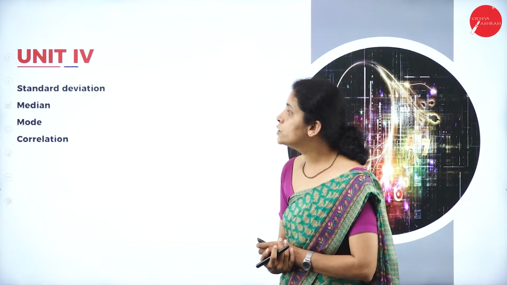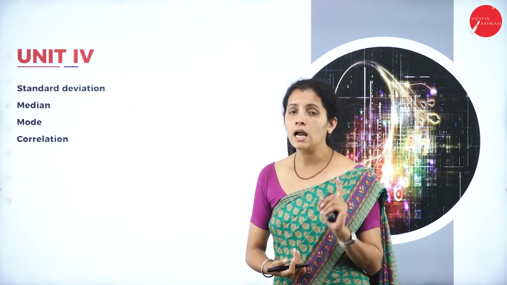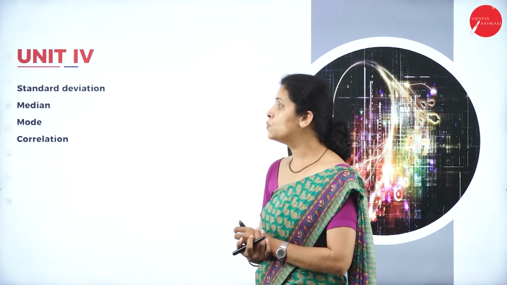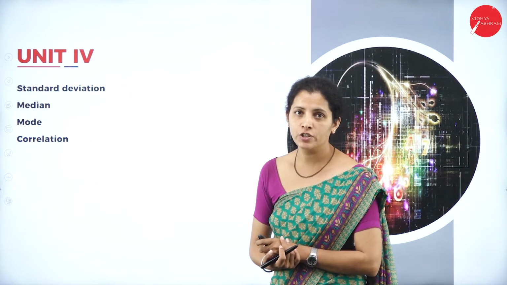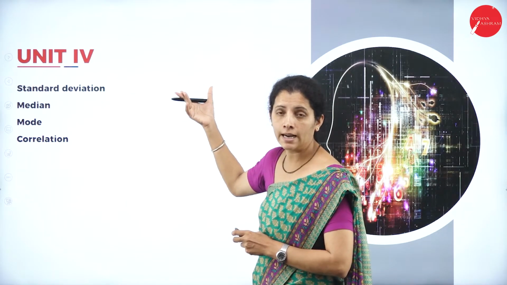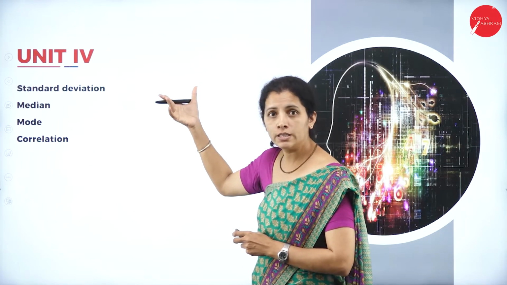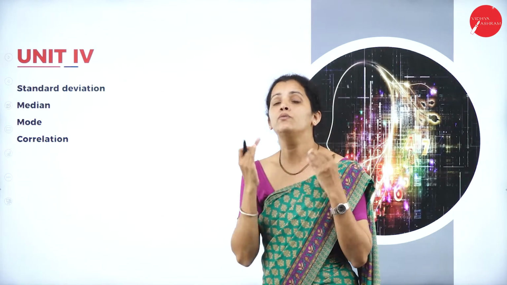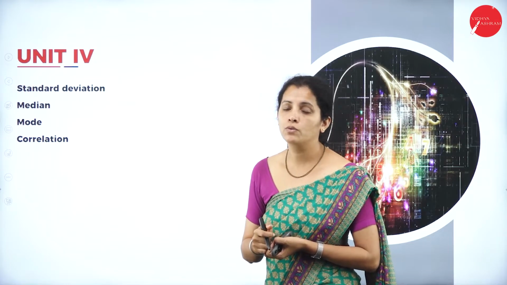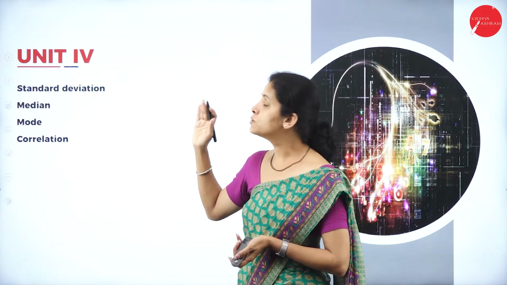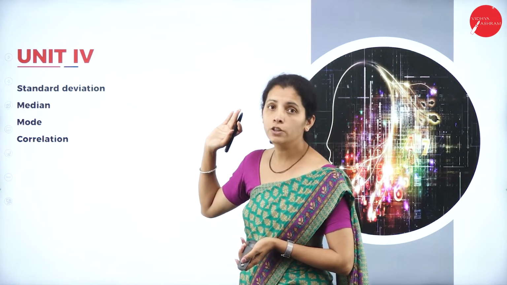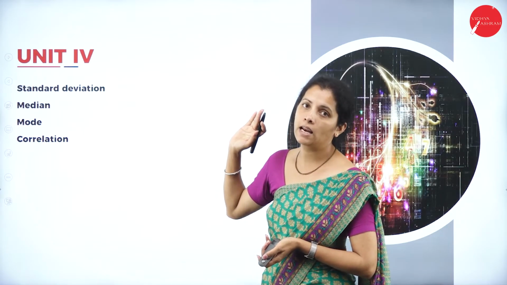Now, if I consider Unit 4, under Unit 4, I have statistics. Under that, I have mean, median, mode as well as correlation. If I want to find the average of given numbers, that is known as the mean. I'm going to study how to find the mean, how to find the mode, how to find the standard deviation, as well as how to find the correlation. So dear student, these are the 4 units that come under numerical and statistical analysis.